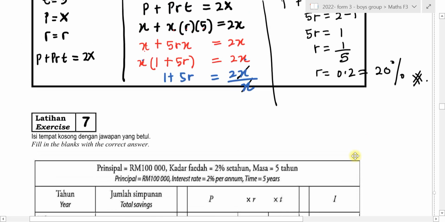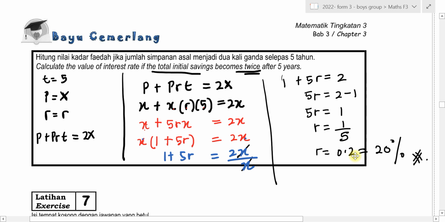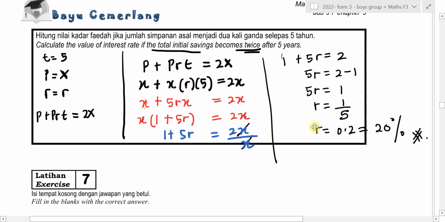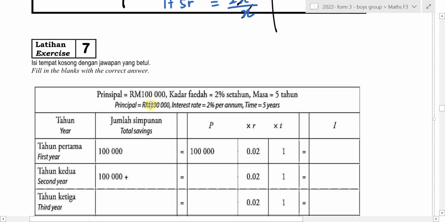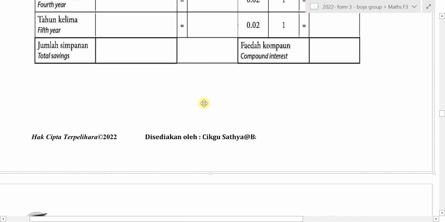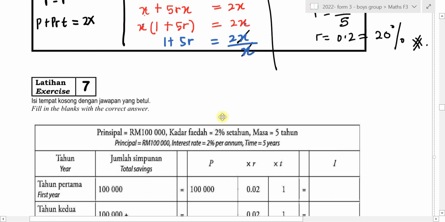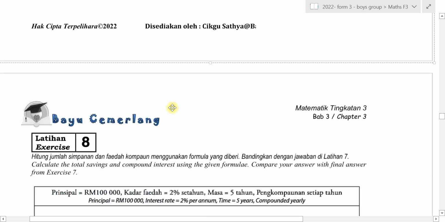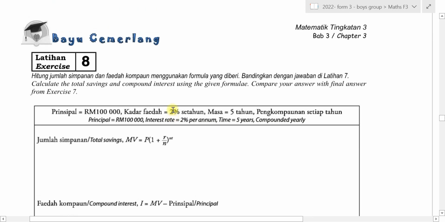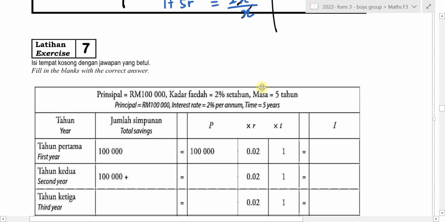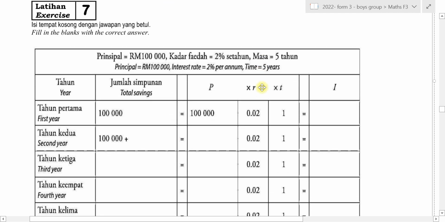Okay, next I want to teach you how to calculate the compound interest. Okay, in order to understand the compound interest, let us fill up this box first. Then I will teach you the relationship between the simple interest and the compound interest. Okay, right. Okay, now you see here, exercise 7. Fill in the blanks with the correct answer. Okay, now you have a principal 100,000. Interest rate is 2% per year, per annum. And the time is 5 years.